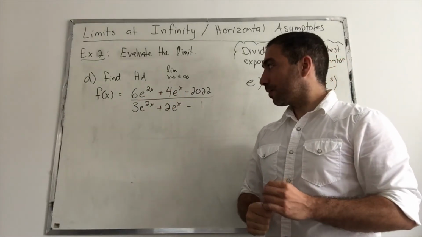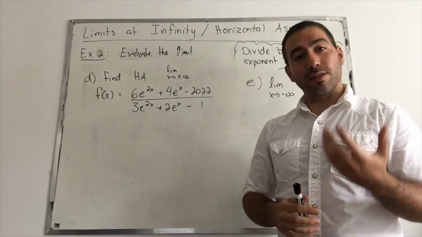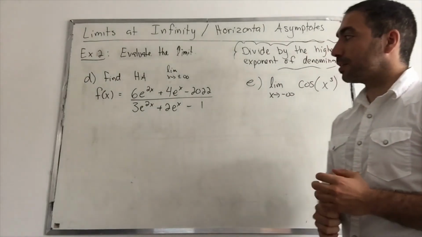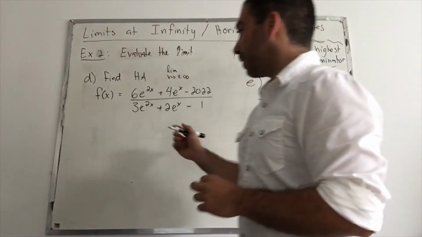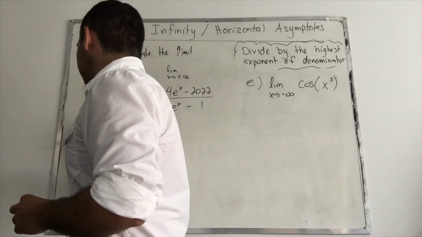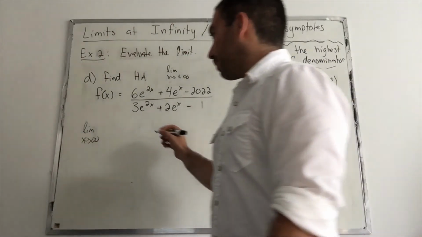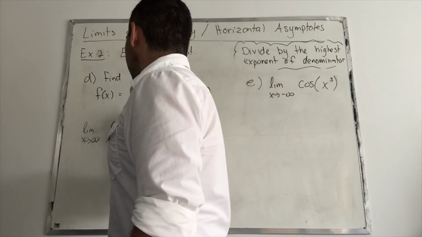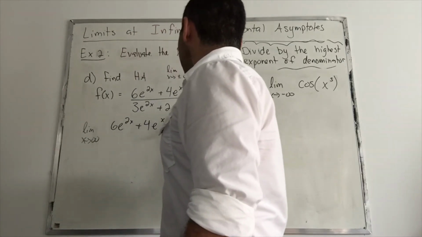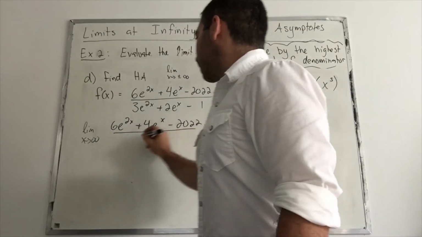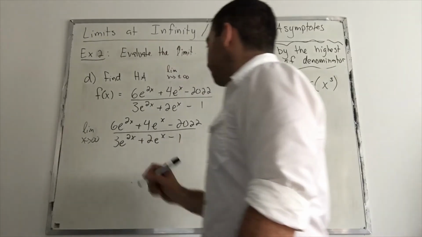Okay. But the nice thing is that our trick still actually works. You can still use it in a sense. We just have to be a bit careful. So let's start off by finding the limit as x goes to infinity of f of x, which is 6e to the 2x plus 4e to the x minus 2022 over 3e to the 2x plus 2e to the x minus 1.